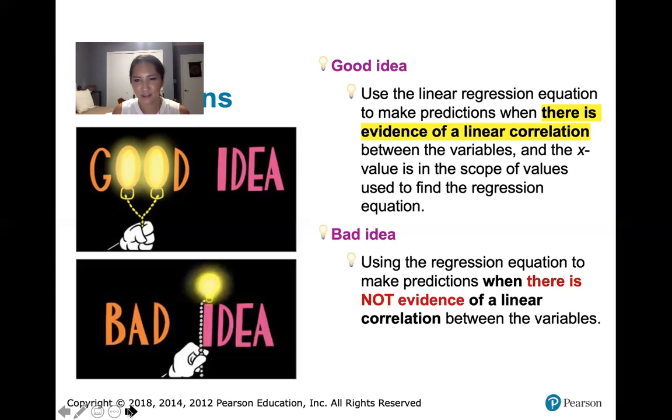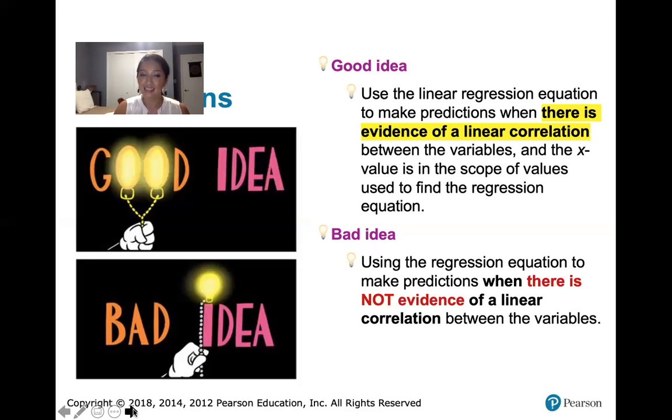It's a bad idea to use the regression equation to make predictions when there's no evidence of a linear correlation between the variables. If we're using this regression equation, which is the equation of a line that's describing the best fit relationship between X and Y, but there's not actually a linear relationship there at all. Even though we can use those formulas that we discussed in the last video to come up with b sub 0 and b sub 1 and come up with this equation for any set of ordered pairs, if there's not actually a linear relationship, we shouldn't use the equation of a line to make predictions. So it's a bad idea to use that regression equation when there's no evidence of that linear relationship.